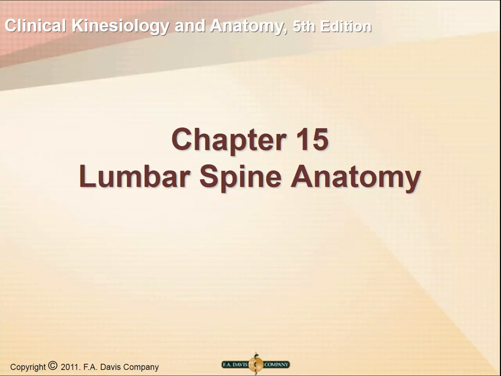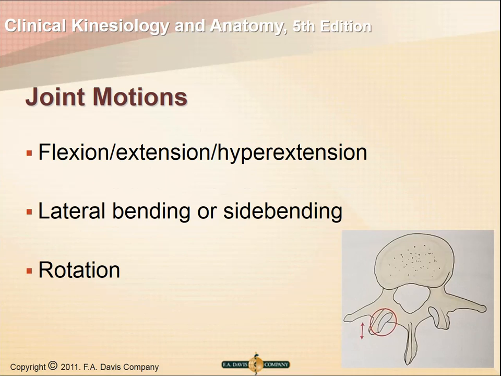This is an anatomy review of the lumbar spine for thorax 1. So the motions that we're going to see at the lumbar spine include flexion and extension. You may hear some people describe hyperextension of the lumbar spine, but we are primarily going to stick with flexion and extension. You're going to see lateral bending or side bending, as well as rotations.